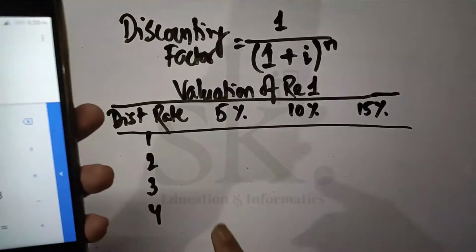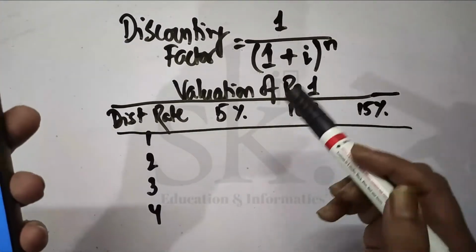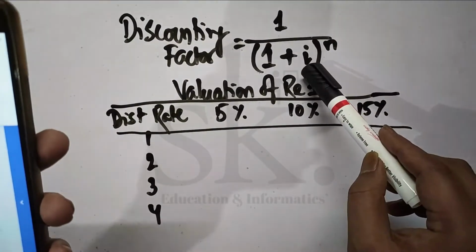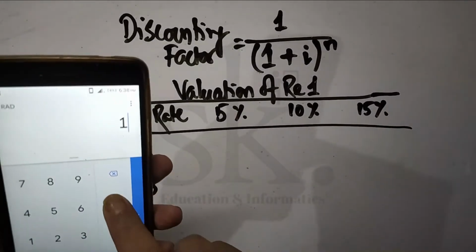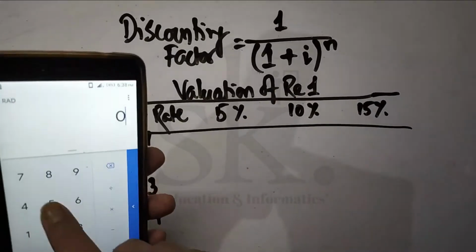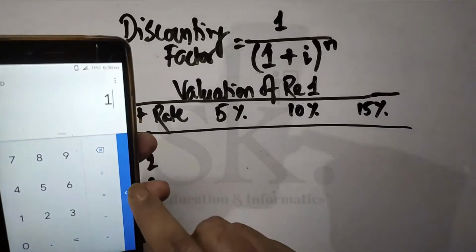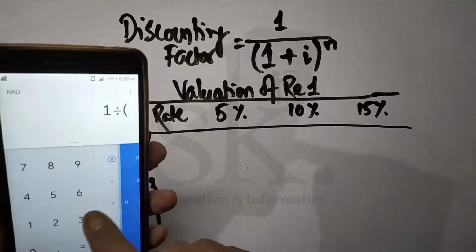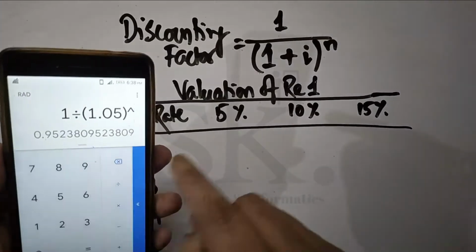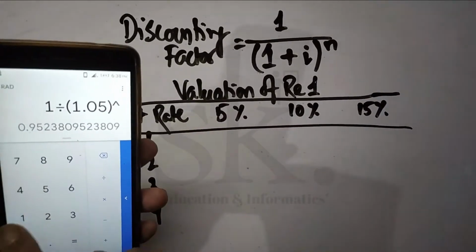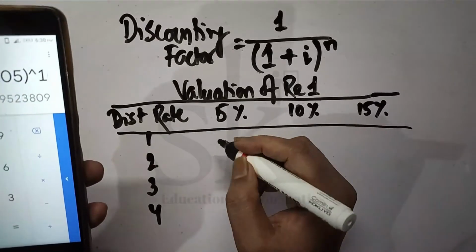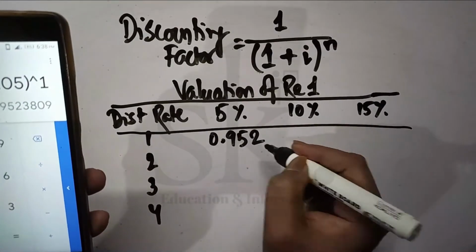So let's go back to the calculator. For the first year, I will be applying the same formula, 1 divided by (1 plus i) to the power n. So 5%, i means 0.05. So 1 divided by, we require a bracket because there is a power. So bracket 1.05 to the power, this is for 1 year, to the power 1. So rupee 1 after 1 year will be 0.952, almost 95%.